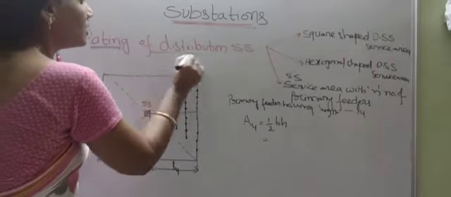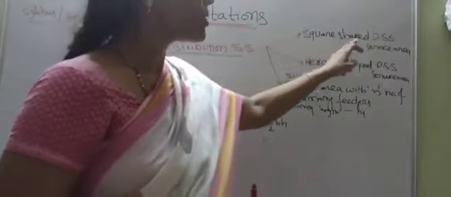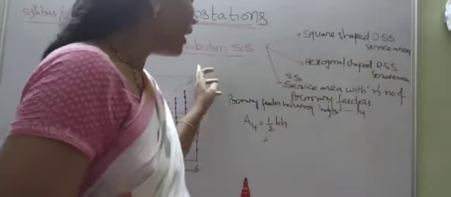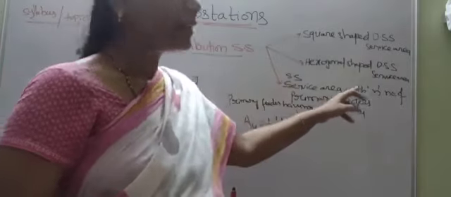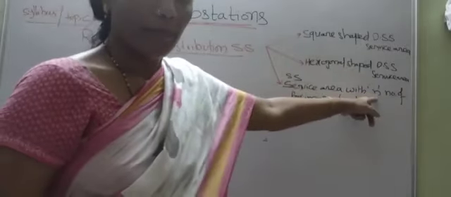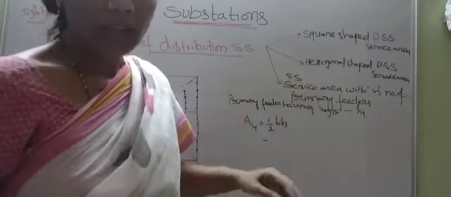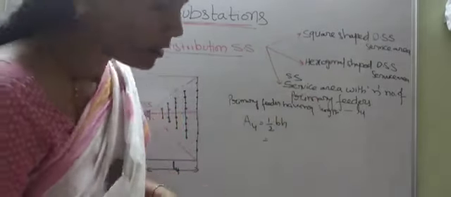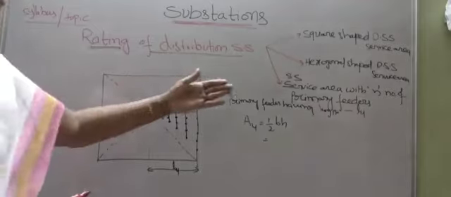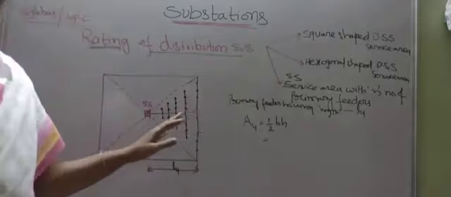In this topic we will learn about the rating of a square shaped distribution substation service area, the rating of a hexagonal shaped distribution substation service area, and the rating of a service area with n number of primary feeders. Here the number of feeders is 4, here 6, and here n number of primary feeders, since we don't know the number of feeders from the substation. So we have to do these three derivations in this part.